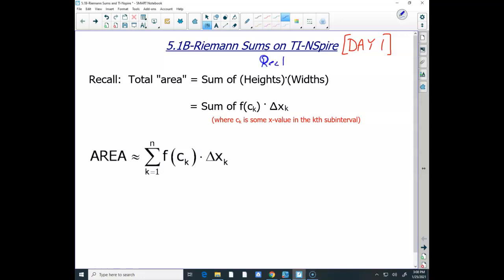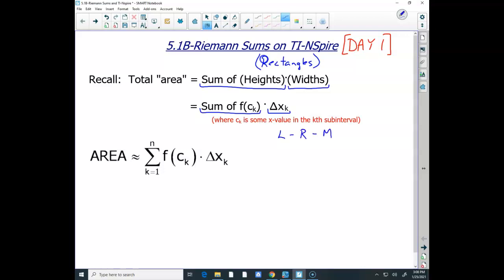up here, okay? And in order to find the area of a rectangle, we're taking height times width, where the sum of the heights, remember, is the sum of the f of c sub k values, and the widths were my delta x values. That always gave me my width and my height, where c sub k is some x value in the kth interval. And if you remember, we used the left endpoint, the right endpoint, and the midpoint for three different ones.